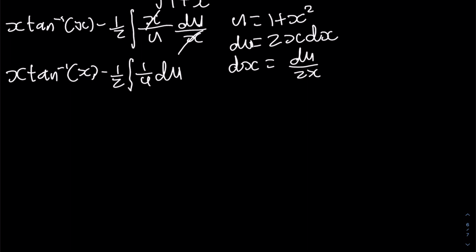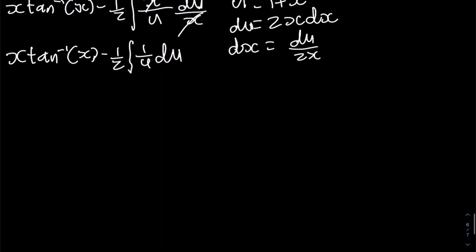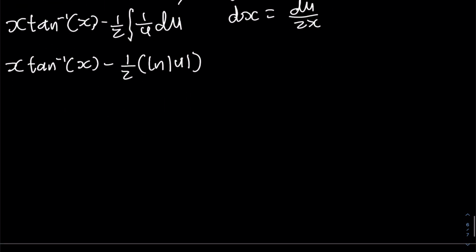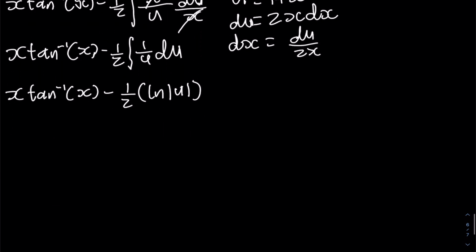The integral of 1 over u in the u world is, of course, the natural log of u. That is just an integral that we know, because we know the derivative of the natural log of u is 1 over u. So the integral and the derivative cancel out, and you're just left with 1 over u. So now we have x multiplied by the inverse tangent of x minus 1/2 of the natural log of, and then let's put the absolute value of u. This is not done yet, however, because we need to go back to the x world.